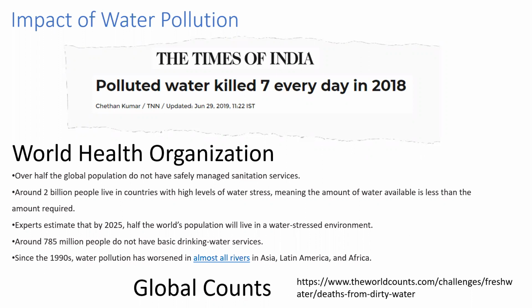Along with water pollution, there is another problem directly connected with this, which is the availability of water. If the water itself is not available, then what is the question of the quality of the water? Essentially there are two problems: whatever water we have is getting contaminated continuously, and the second problem is that we do not have availability of water.